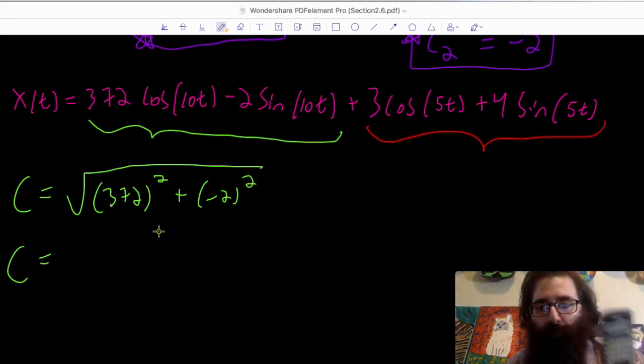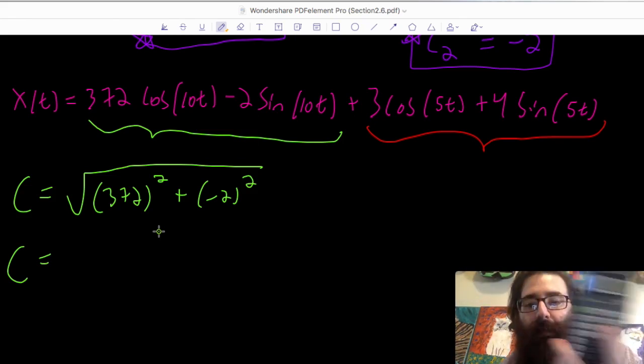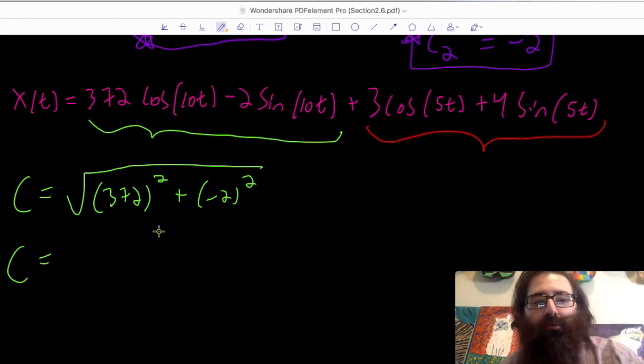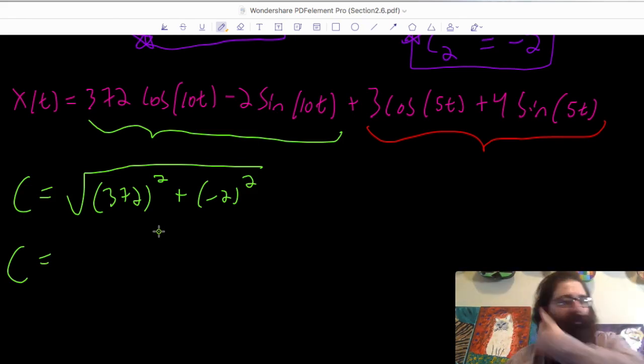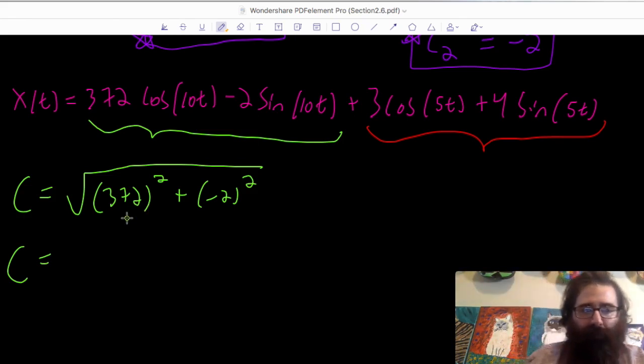Taking a little robot break. Beep, boop, bleep, bleep, bleep, bleep. Gotta plug into the calculator. Doop, doop, doop. You don't have to. I'm not saying that that's the only way to do it. I'm saying I knew 372 squared wasn't going to be fun.